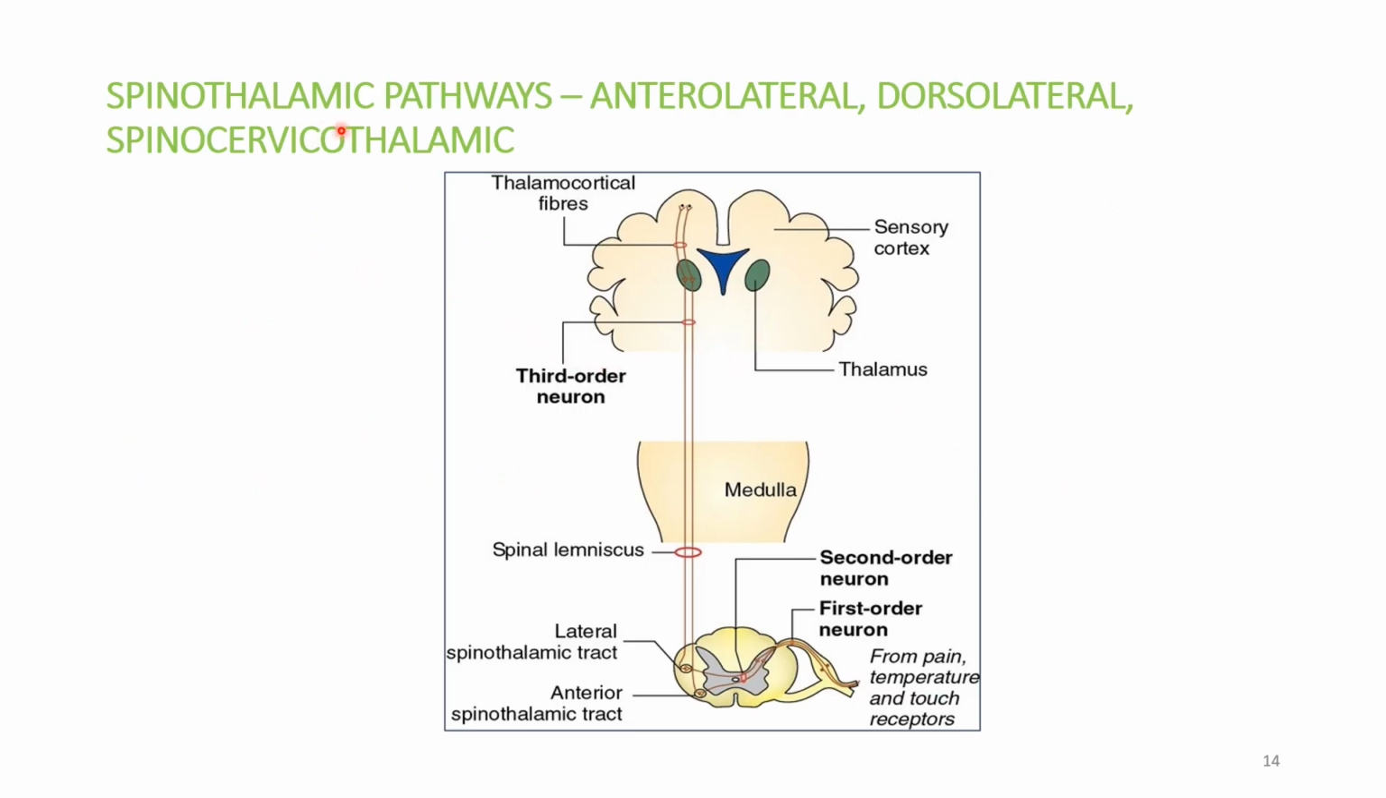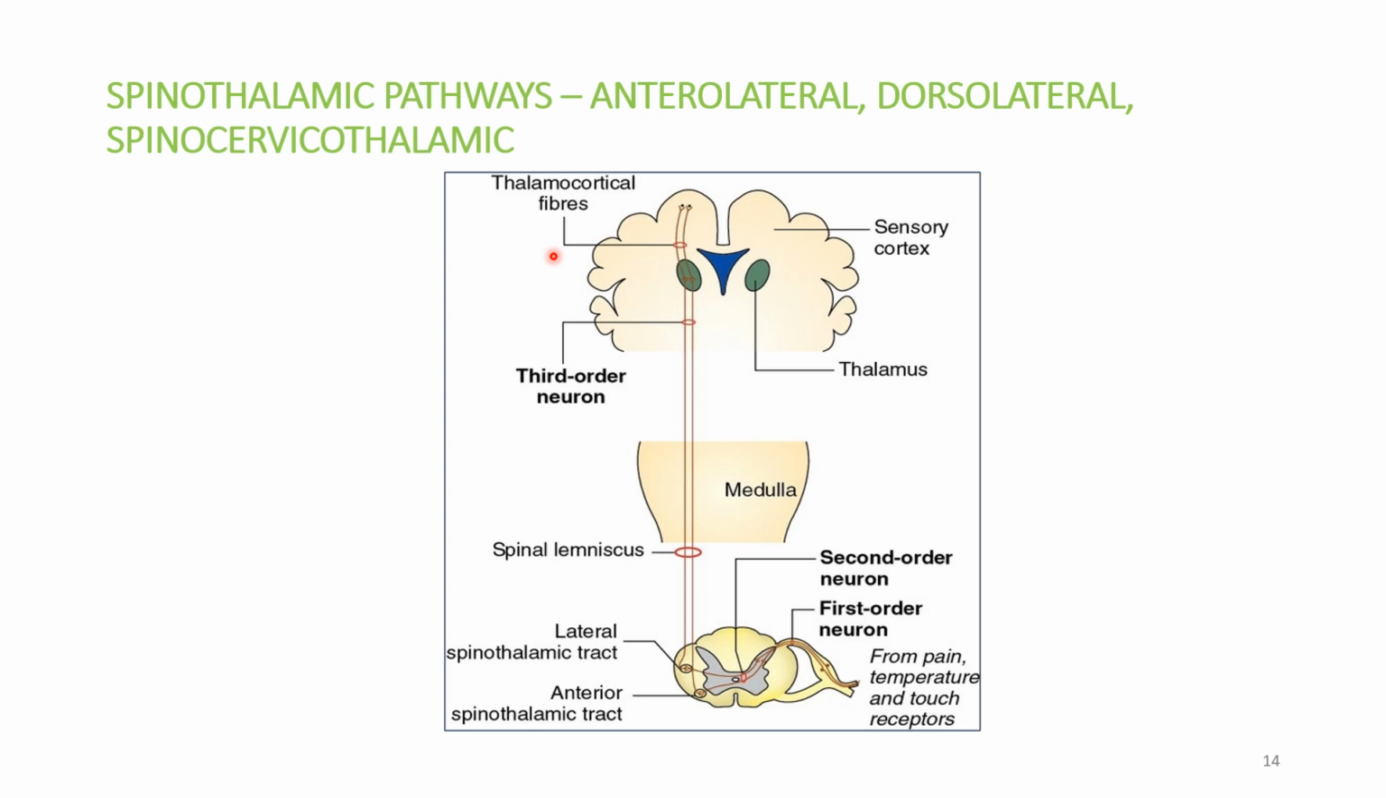Then comes the spinothalamic pathways. So we have finished one pathway which is connecting the spinal cord with the cerebral cortex, that is the posterior column medial lemniscus pathway. So here you should draw a diagram and you should draw a flow chart.